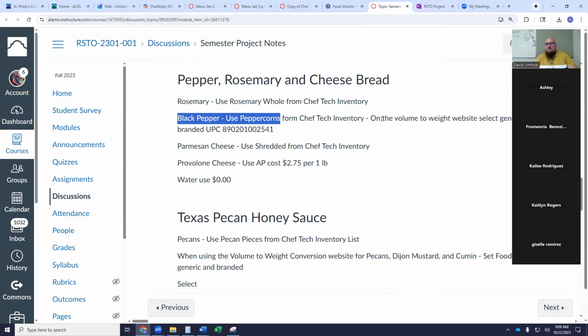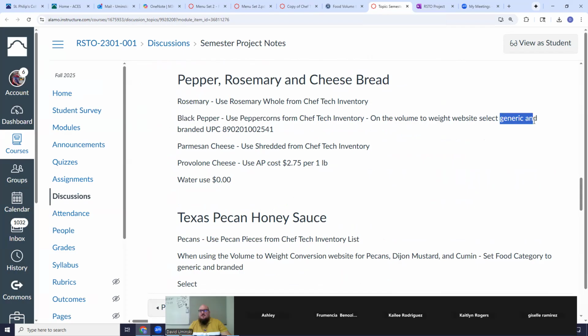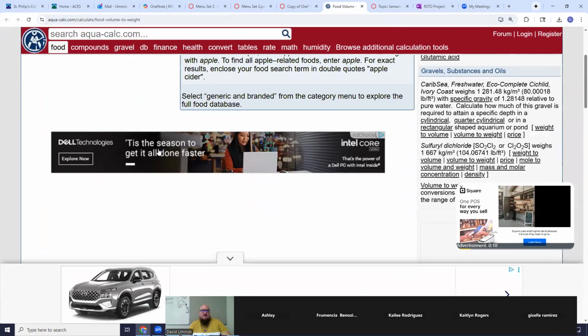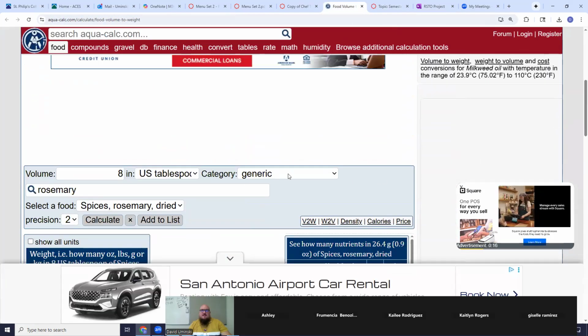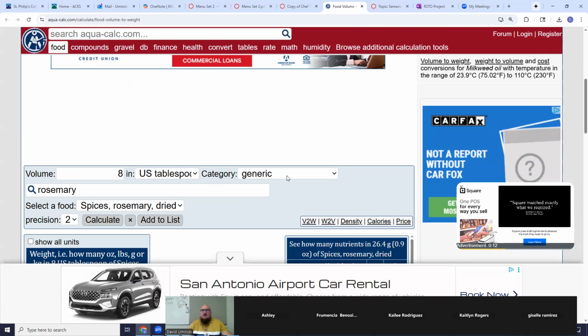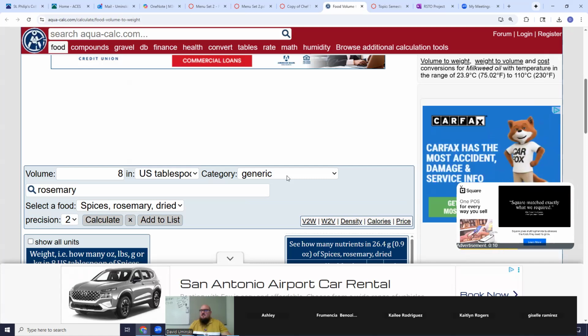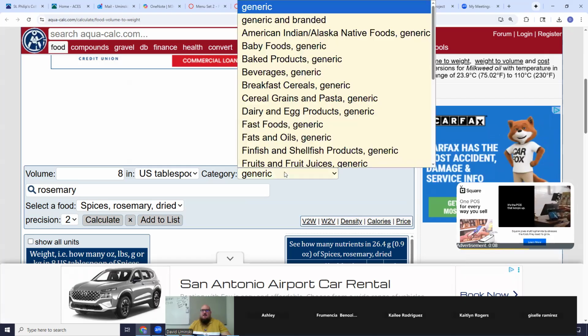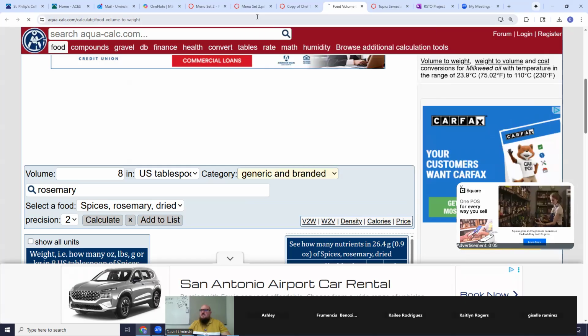And then on the volume to weight, we want to make sure you're selecting generic and branded when you put in the peppercorns. And then you're going to be looking for this UPC number. Okay, so let's look at that. Let's demonstrate that. So this category, sometimes you want it to be on generic, but there are occasions where you're not going to find it in the generic. So you switch to generic and branded.